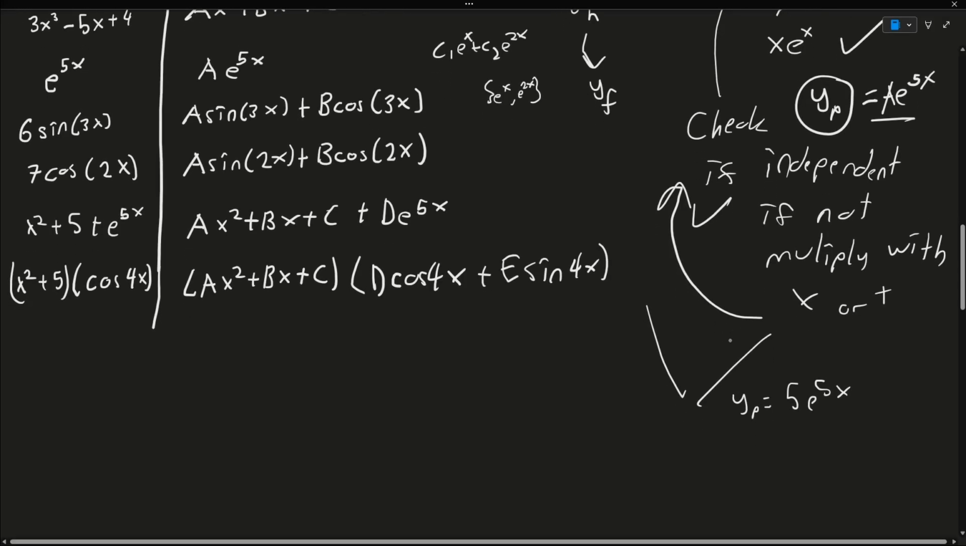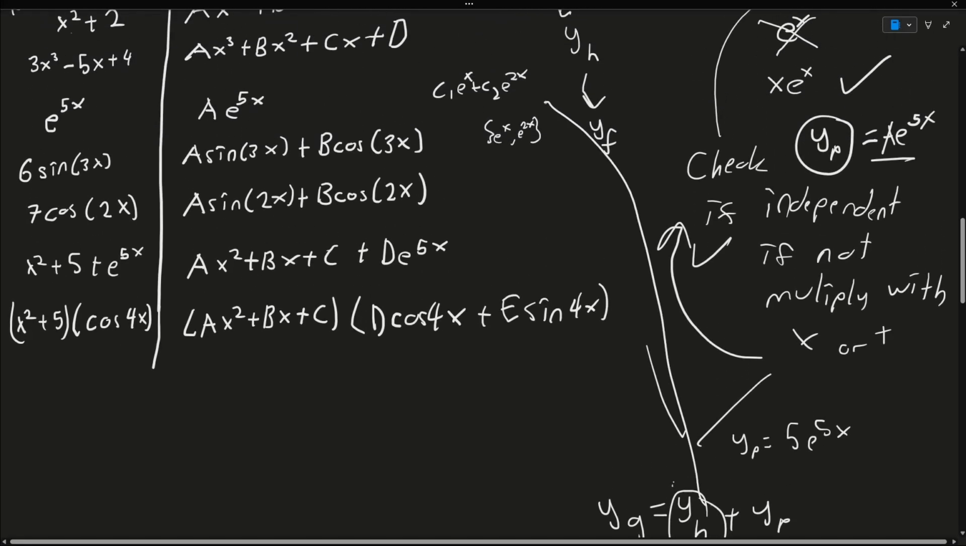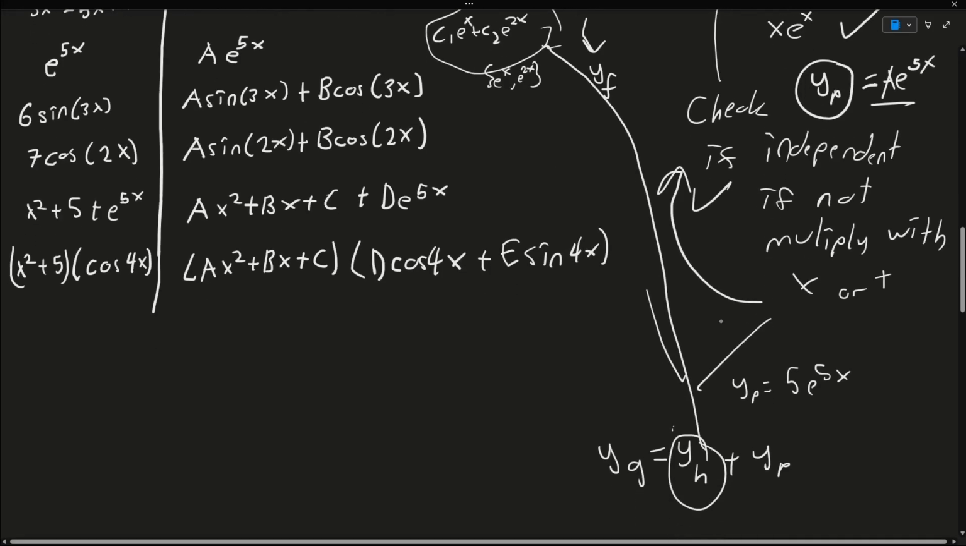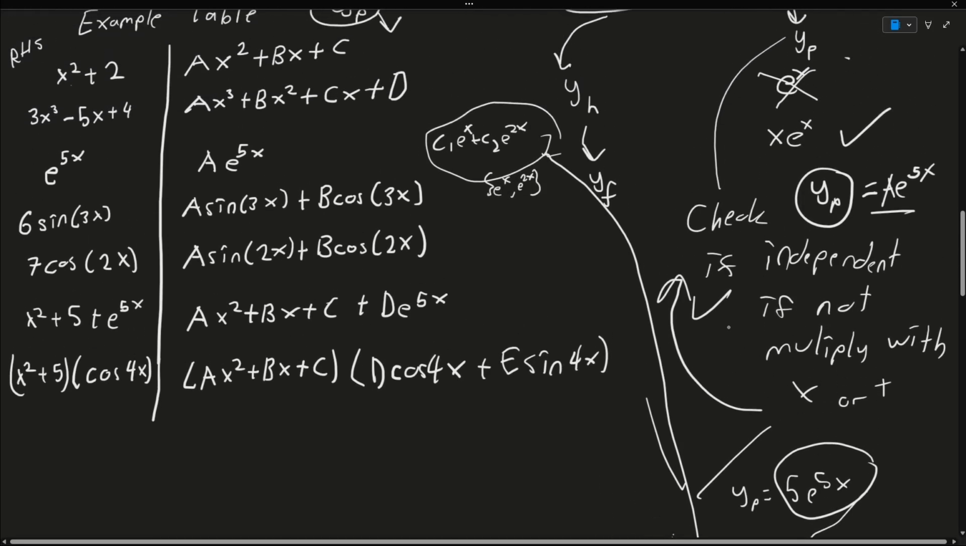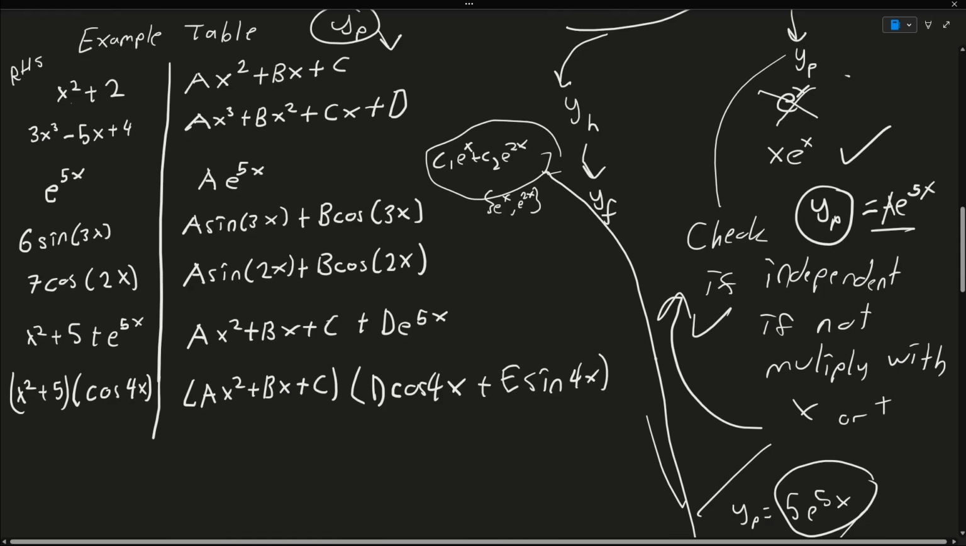So you will have your general solution yg equals yh plus yp. So you're gonna get your yh. I just randomly wrote this yh, so let's say you have this, and then you have this, your particular solution, and this will generate your solution for the differential equation.